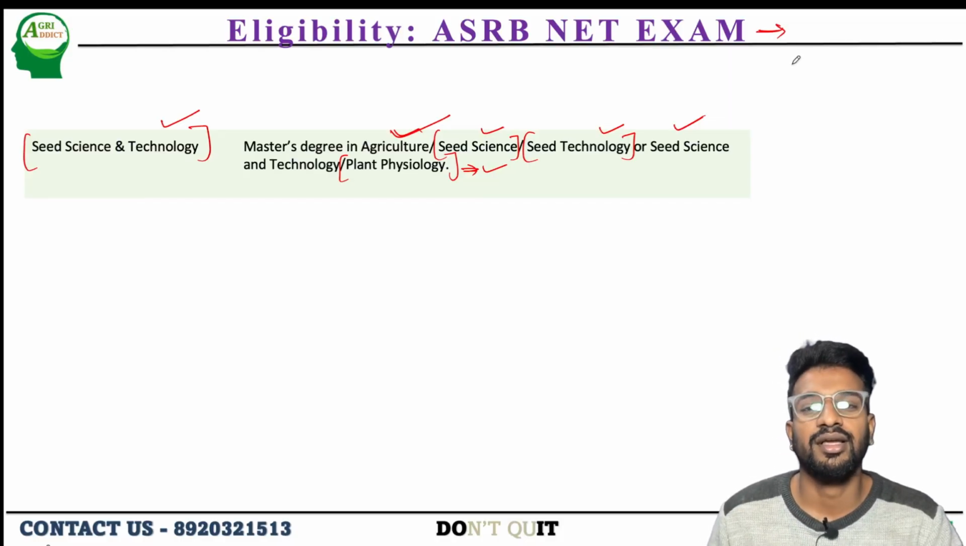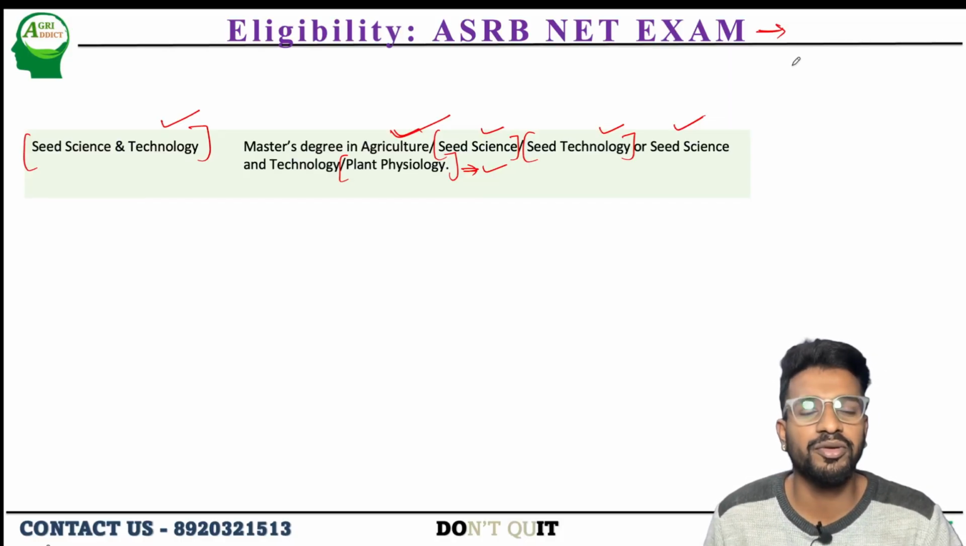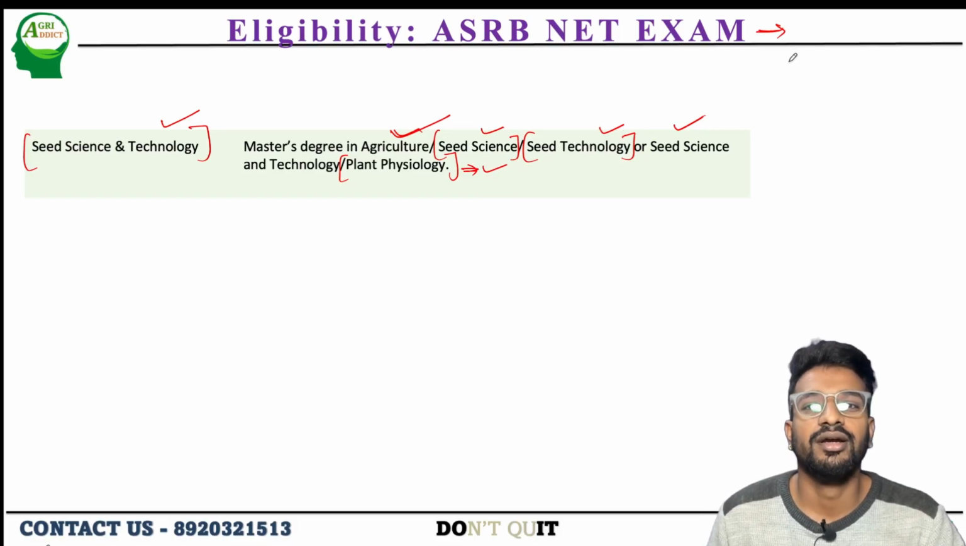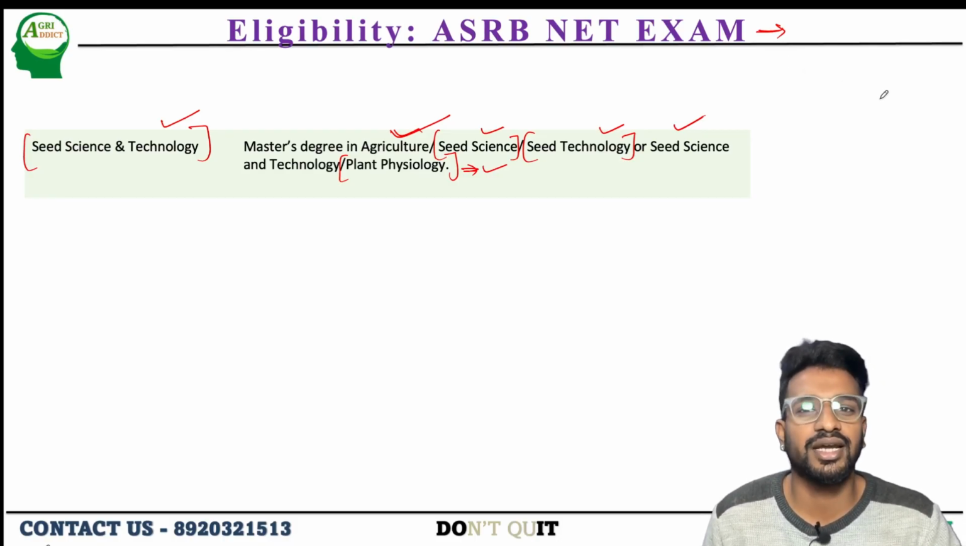If it is regularly being conducted, then it would obviously be only once in a year, not 2 times per year as with CSIR NET or UGC NET. It will be only once per year.